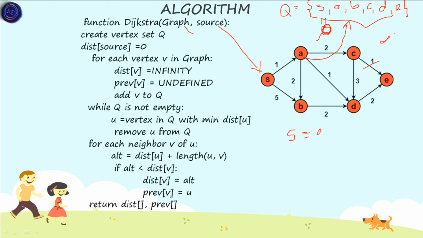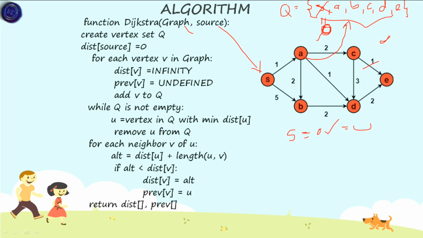When the Q set is not empty, we will perform the Dijkstra operation. So u is equal to the vertex in Q with minimum distance. Coming to the set Q, the one which has the minimum distance is the source node. So S is the minimum distance, so S equals u. Remove u from Q. So after removing S from Q, we have A, B, C, D and E. For each neighbor v of u.